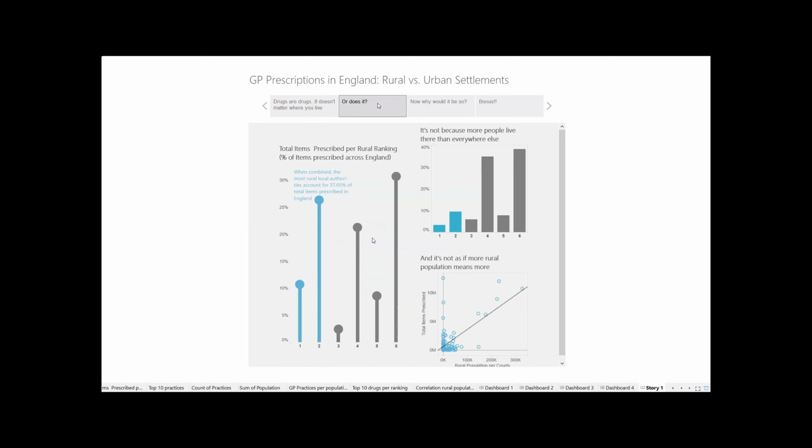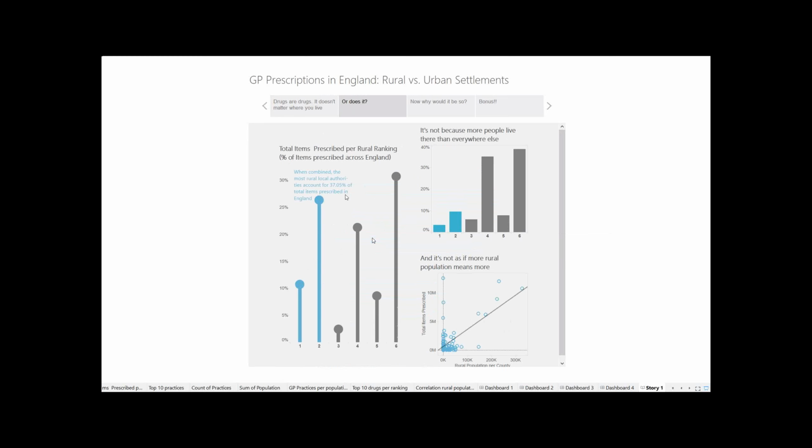So what you can see here is that basically 37.5% of the total prescriptions come out of GPs that are in the most rural areas, so just ranked 1 and 2, which is a discrepancy that's not necessarily accounted for because there are very few people that live there. If you join both of them, that's 12% of all population. So the percentage doesn't seem to be justified.